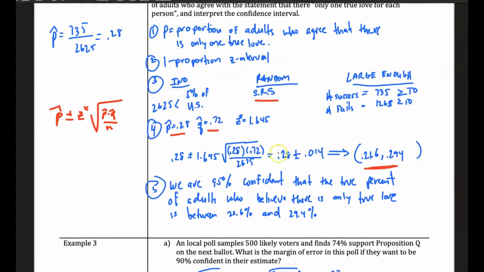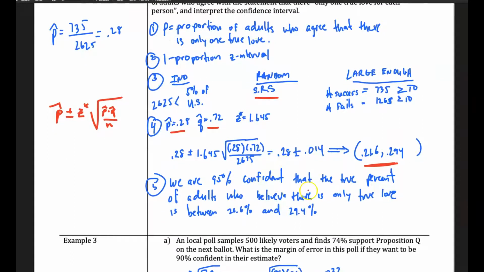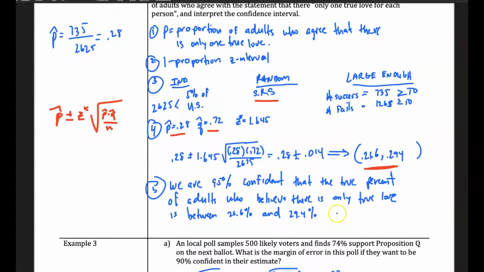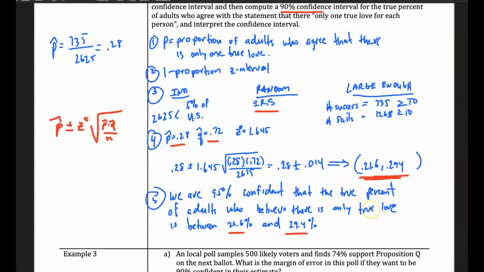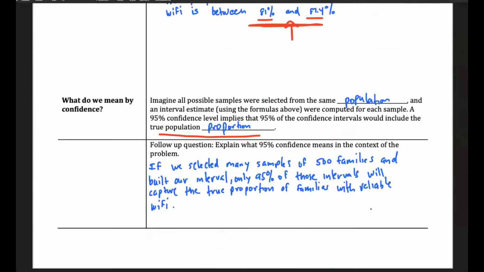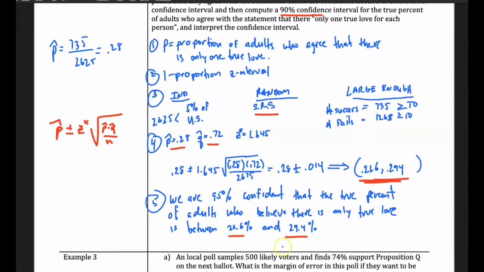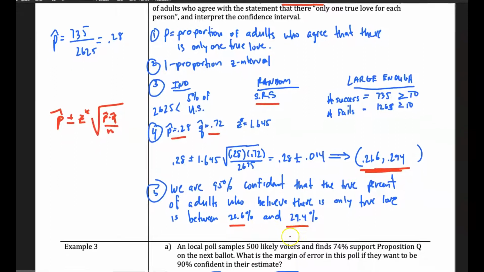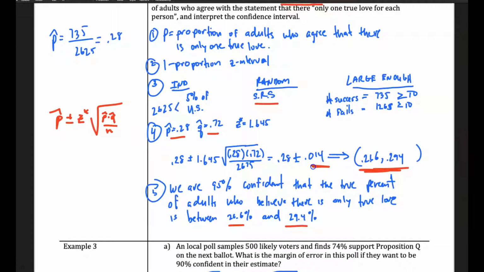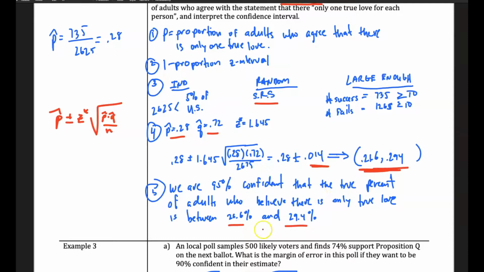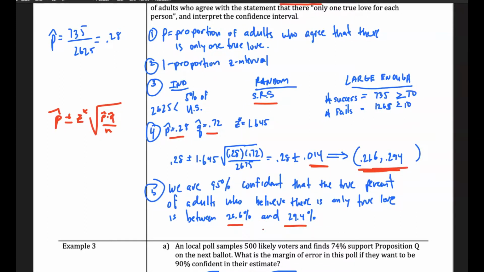So then that leaves us with, we are 95% confident, that's our conclusion, that the true percent of adults who believe there's only one true love is between 26.6 and 29.4. And we get that from those numbers there. And so that's how we interpret a confidence interval. We don't know what the answer is. We just know that we're 95% confident that it's between those. And if our margin of error is small enough, which in this case is 0.014, then we can kind of narrow down what the answer is.